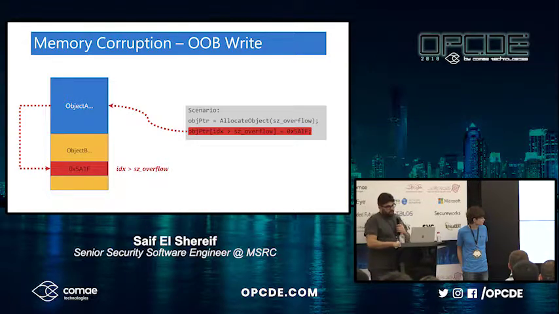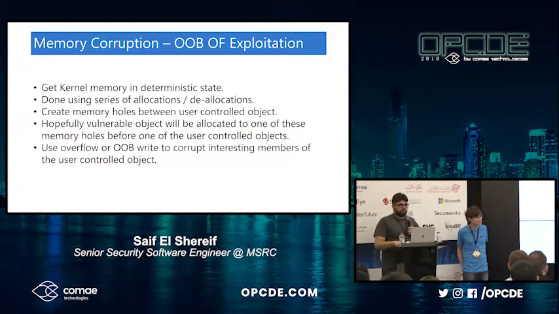So how would we exploit out-of-bounds write or overflows? By getting the kernel memory into a deterministic state, and that happens through a series of allocations and deallocations. Then we create memory holes between user-controlled objects. Hopefully, the vulnerable object will be allocated into one of these holes before a user-controlled object, and then we use the overflow or the out-of-bounds write to corrupt interesting members of the user-controlled object.